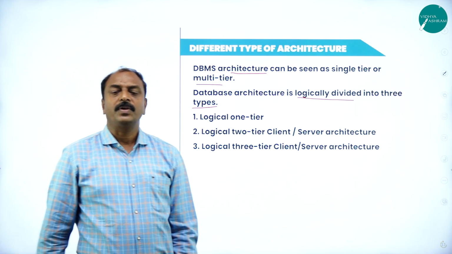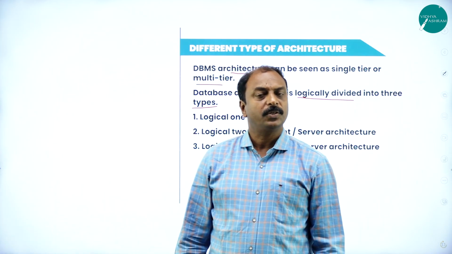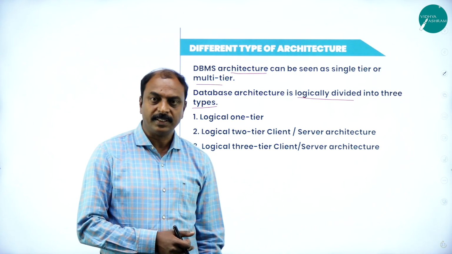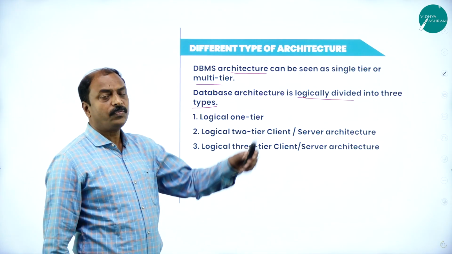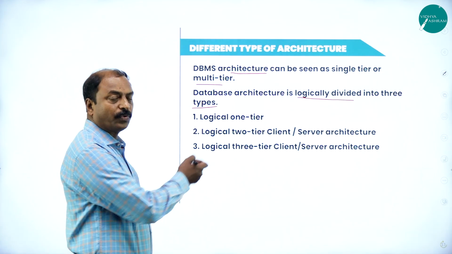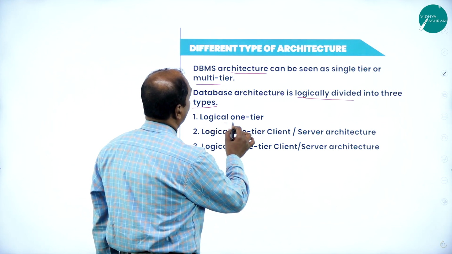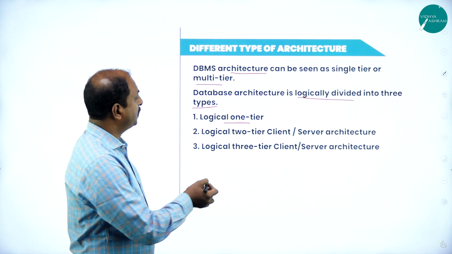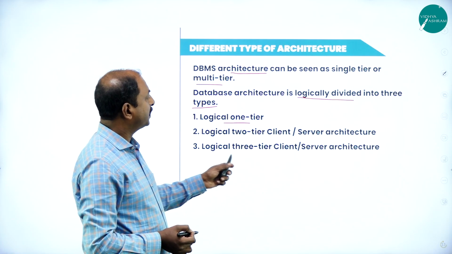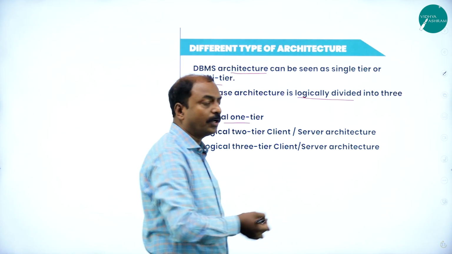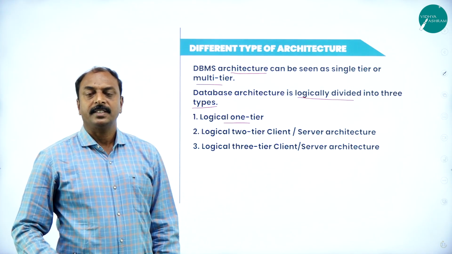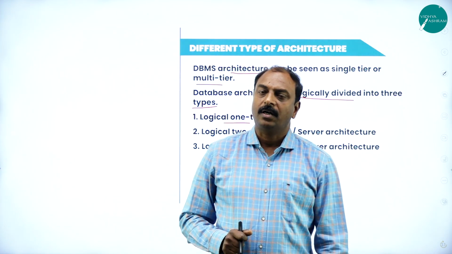This is based on the work: how we work with the database and how the users will make use of the database. Based on this, we have different types of architecture. Accordingly, this is logically divided into the following types: logical one-tier architecture, logical two-tier, also called client-server architecture, and logical three-tier, also client-server architecture. These are the three architectures showing how the user will make use of the database or DBMS.